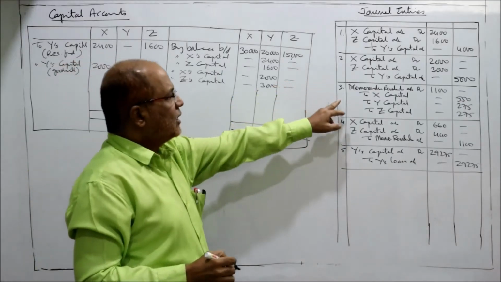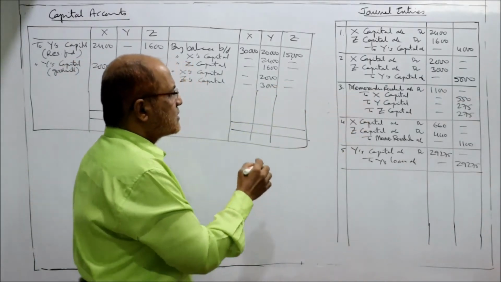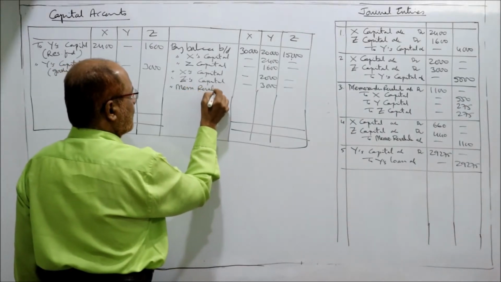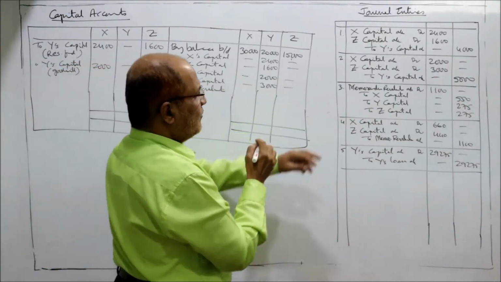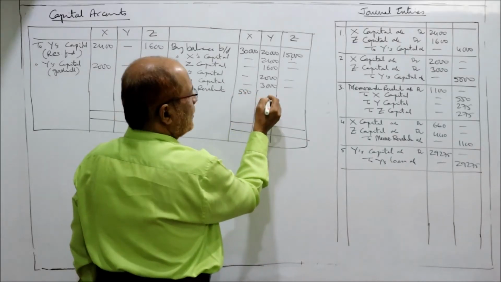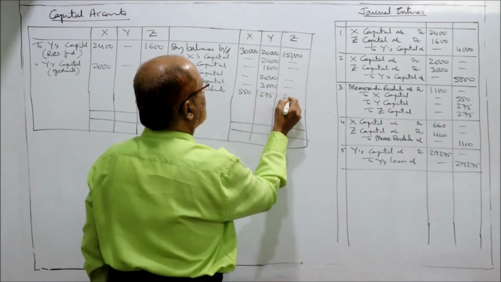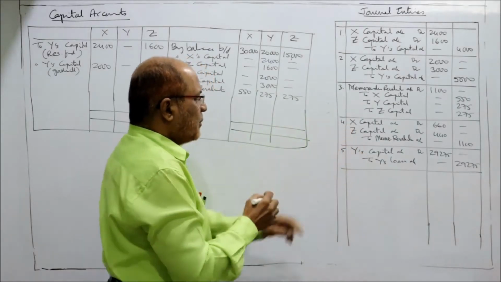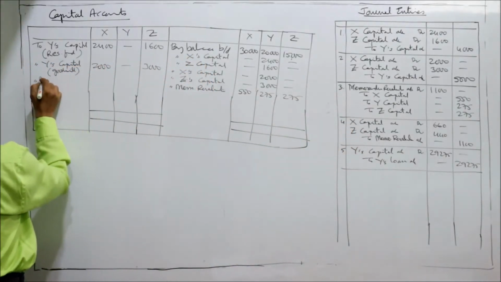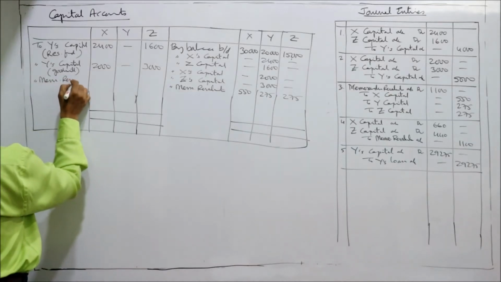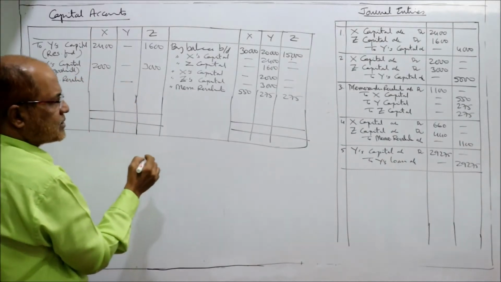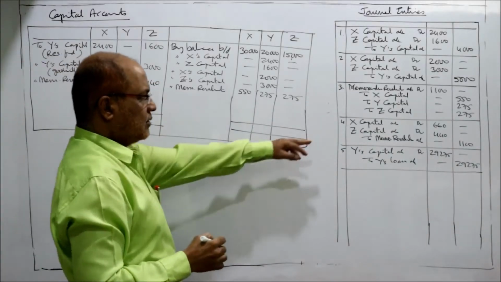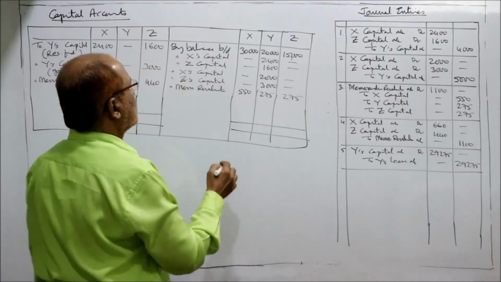Two entries posted. Third entry, memorandum revaluation to X, Y, Z. Memorandum revaluation 550, then 275, 275. Then next one, X, Z ko debit karna memorandum revaluation. X or Z ko 660, 440. Last one, Y's capital account debit to Y's loan account.